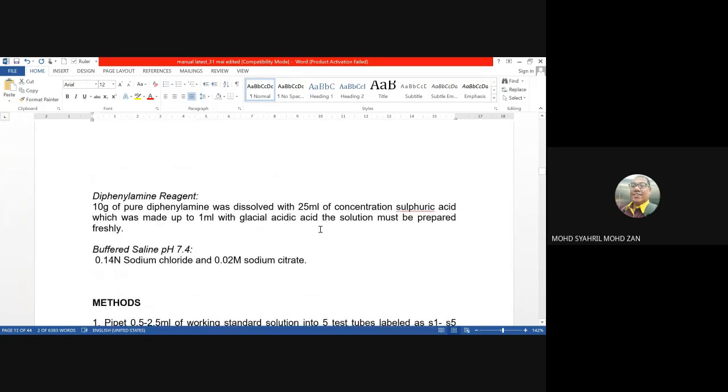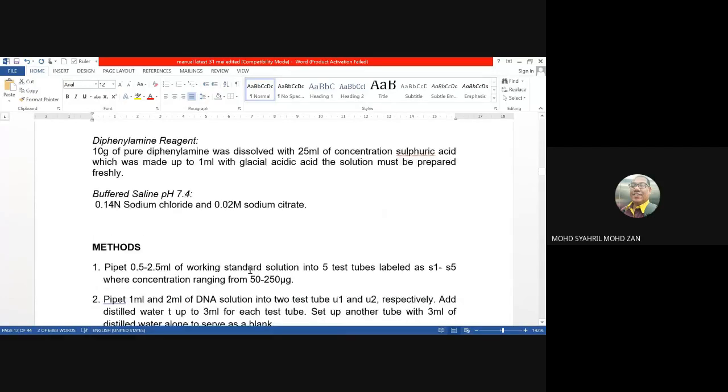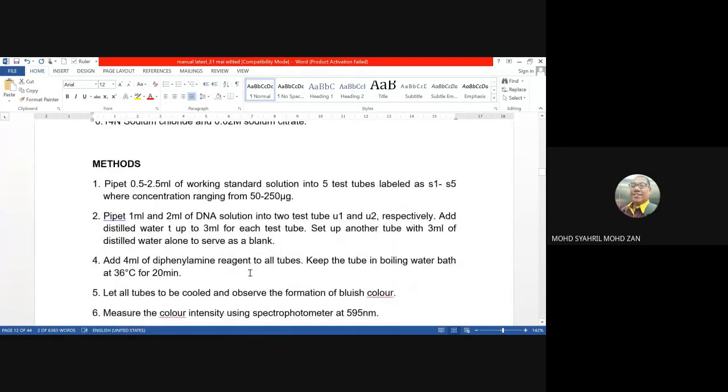So the diphenylamine reagent, we're using about 10 gram, but we have to dissolve it in concentrated sulfuric acid, which was made up to 1 ml of glacial acetic acid. The solution must be prepared freshly, okay? And then you have to buffer the saline to about 7.4. So how do you do it? 0.14 normality sodium chloride and 0.02 molar sodium citrate. Okay, so we go to the methods for the diphenylamine method.